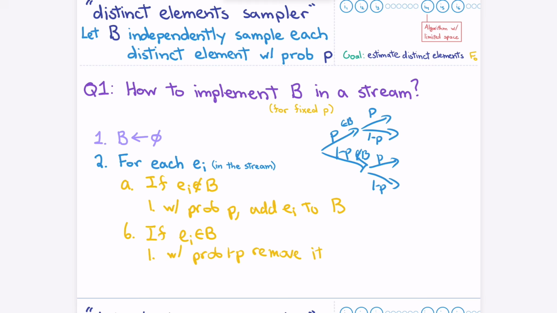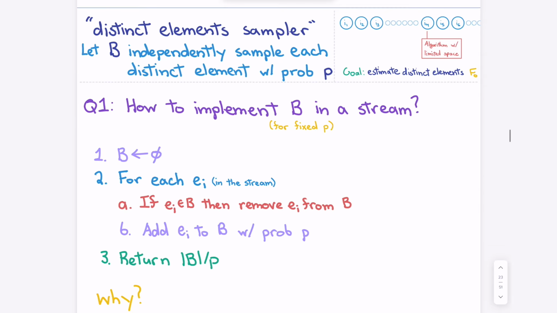P. It seems to come out to P. So we have P squared plus P times 1 minus P. You get P times P plus 1 minus P, so you get P. Okay, so I think that's actually what we want.